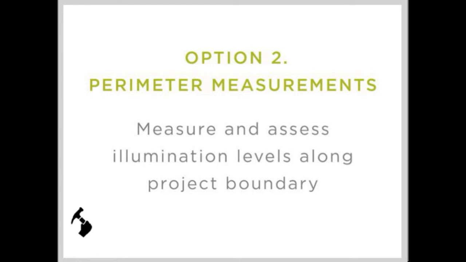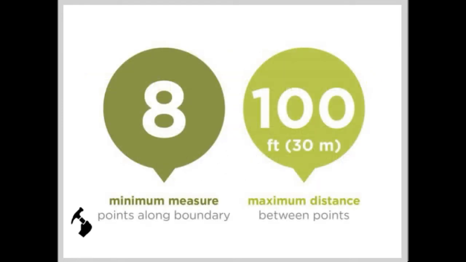Under Option 2, projects should measure the night illumination levels at regularly spaced points on the project boundary, taking the measurements with the building's exterior and site lights both on and off. At least 8 measurements are required, at a maximum spacing of 100 feet or 30 meters apart. The illumination level measured with the lights on must not be more than 20% above the level measured with the lights off.